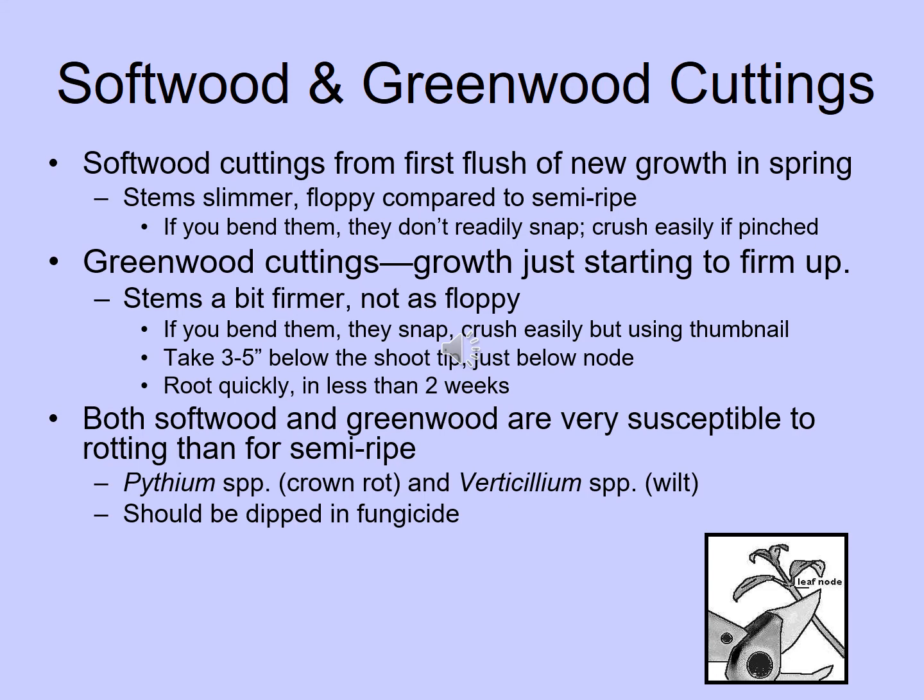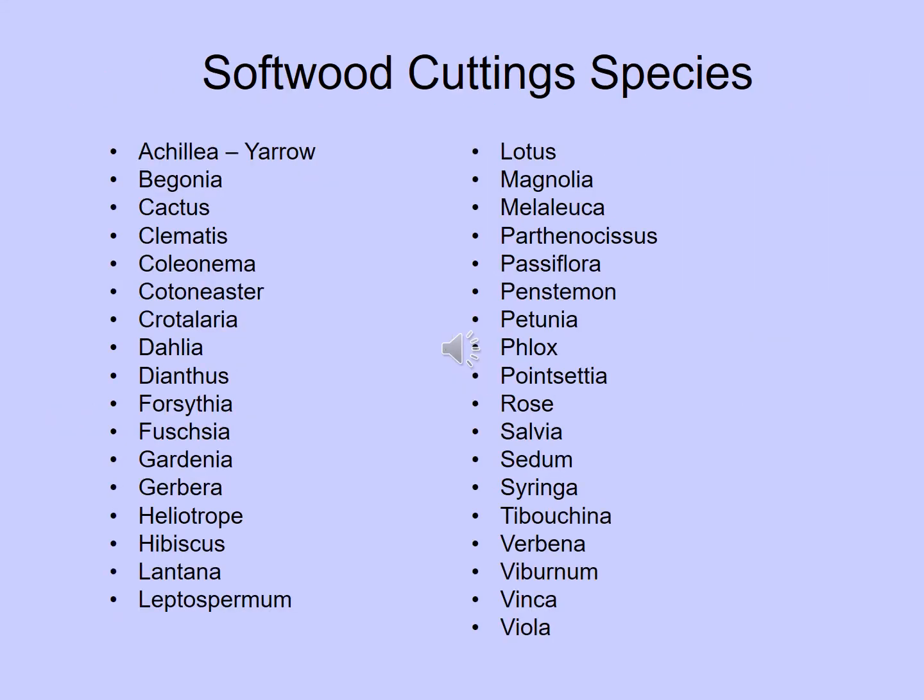Softwood and greenwood are very susceptible to rotting even though they root quickly, rather than semi-ripe and ripe, which do not rot quickly. One of the forms of rot is pythium, it's a crown rot, and verticillium is a wilt. Those are both fungal problems that can make your cuttings die. Sow cuttings to be dipped in rooting hormone, and often the rooting hormone has a fungicide in it too to prevent more loss of your cuttings from these 2 diseases.